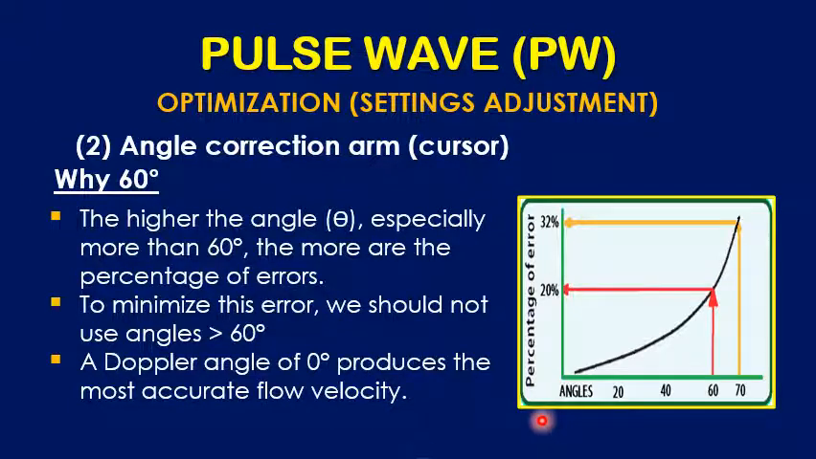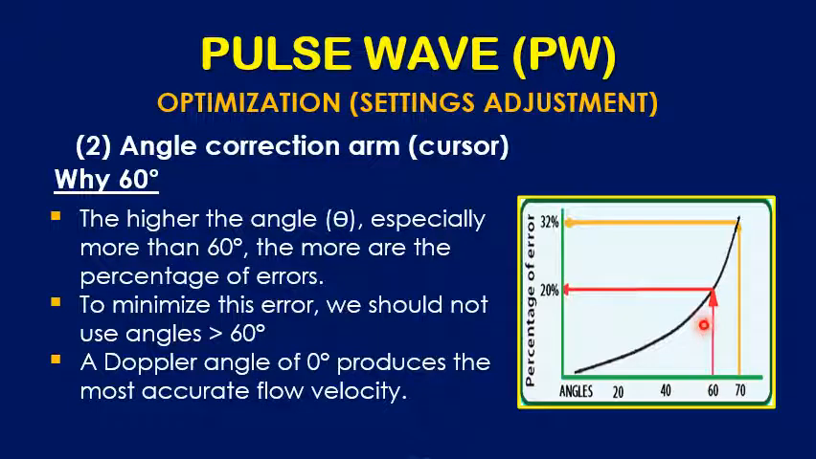So this diagram here shows you these angles: 20, 40, 60, and 70. You look here, this is angle 60, and this is the curve. At this point, it starts shooting up. So here is the range of error, or the percentage of errors. At angle 60 or lower, the error is 20% or less. So the lower the angle, the fewer chances of error.